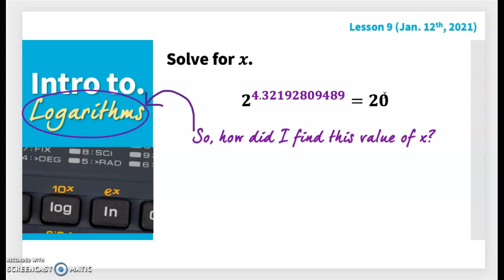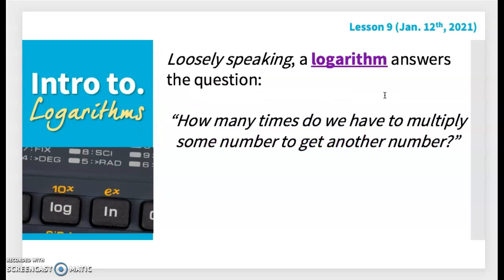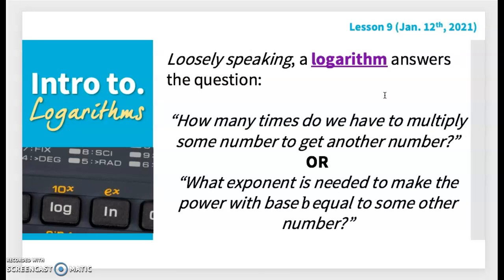And this is what logarithms do. This is what a logarithm is. It's essentially a way to figure out what number we have to raise another number to the power of in order to get a third number. So loosely speaking, a logarithm answers the question, how many times do we have to multiply some number to get another number? Another way of communicating this using some of our vocabulary is: what exponent is needed to make the power with base b equal to some other number?